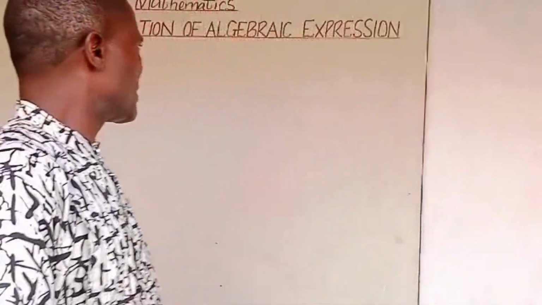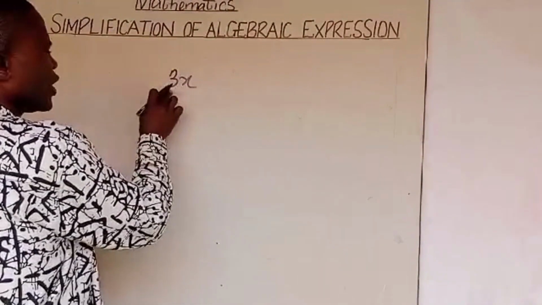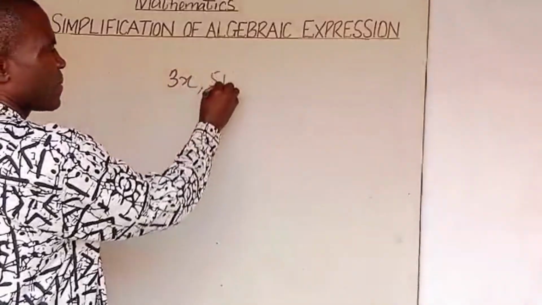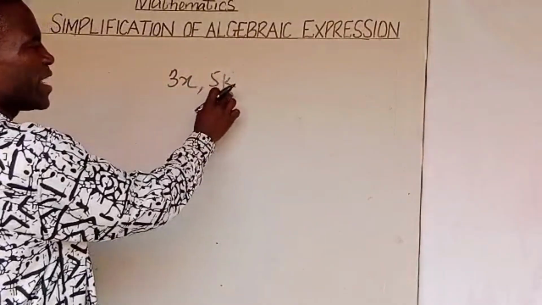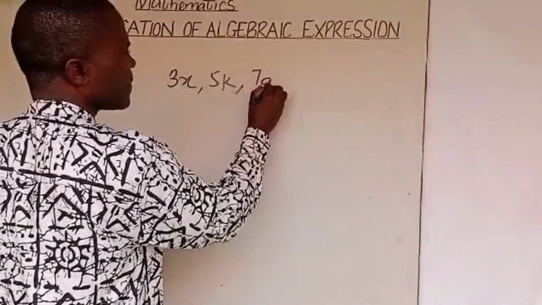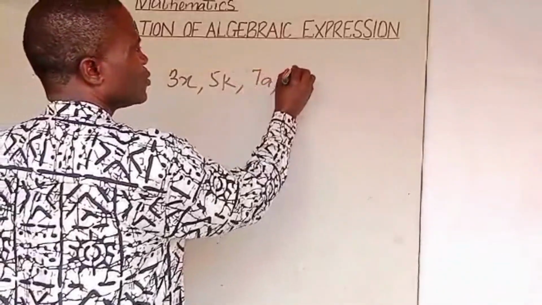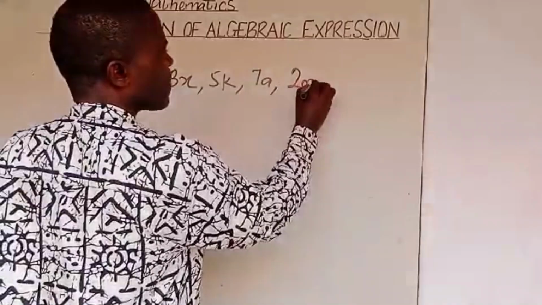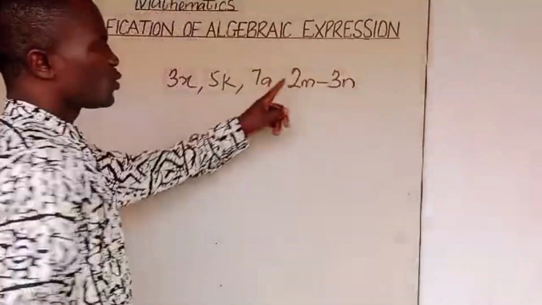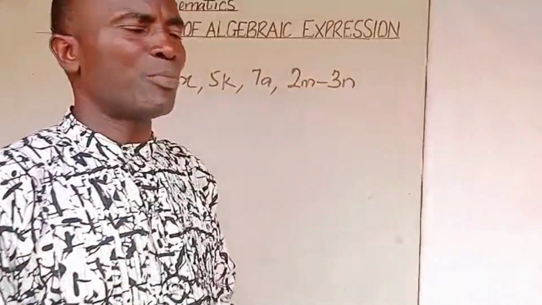Let us take, for instance, 3x. 3 is the constant while x is the variable. 5k: 5 is the constant while k is the variable. 7a: 7 is the constant while a is the variable. 2m minus 3n: 2 and 3 are the constants, while m and n are the variables.